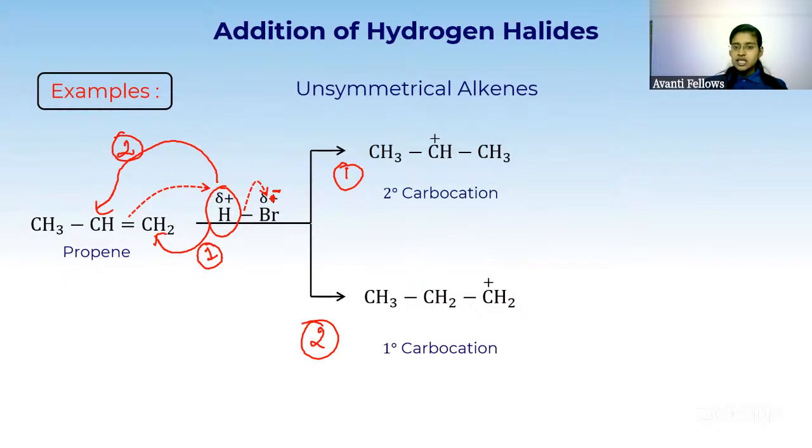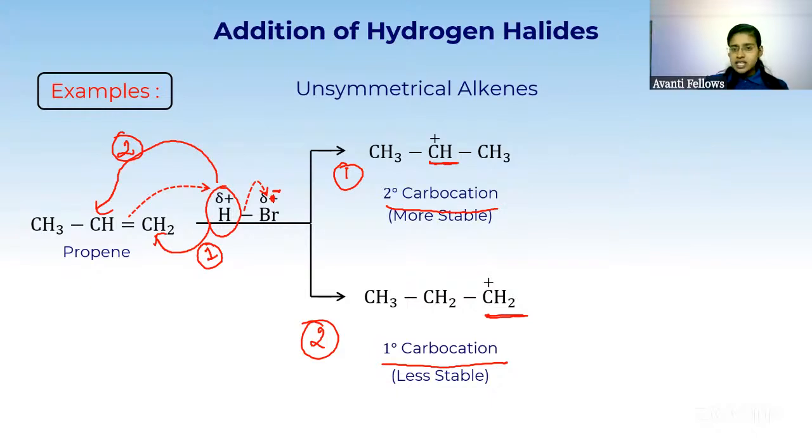So one is the secondary carbocation. Secondary means if I have the positive charge in CH, it is a secondary carbocation. If I have the positive charge in CH2, then it is called a primary carbocation. So among secondary and primary, which is more stable? Secondary carbocation is more stable compared to the primary carbocation. Actually tertiary is more stable, then comes secondary, then comes primary. So here we have only secondary and primary.